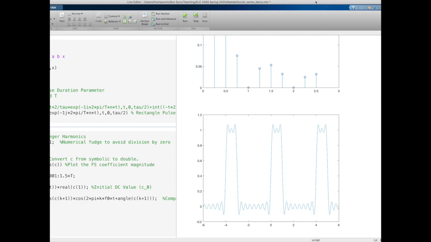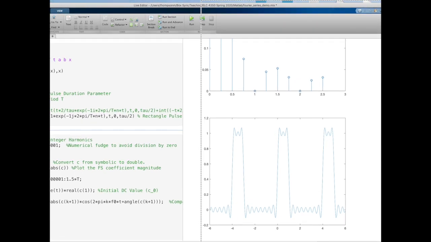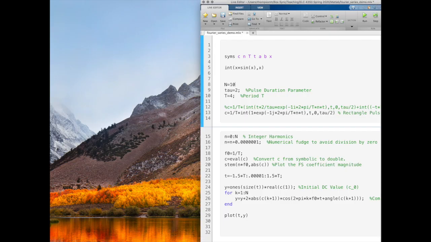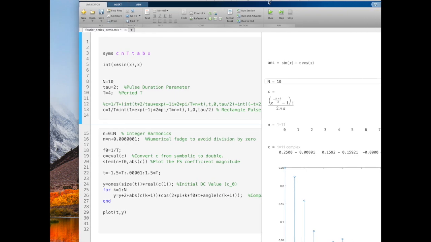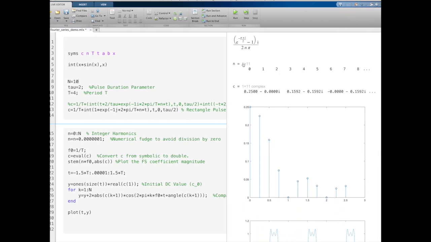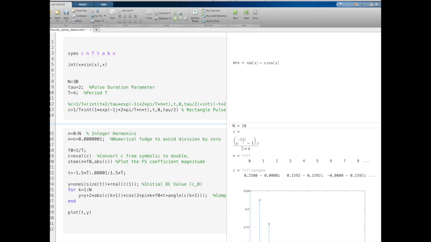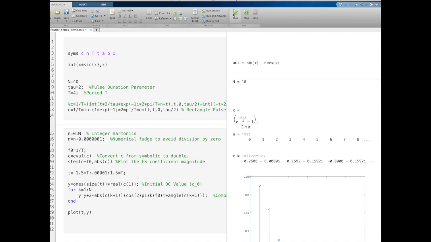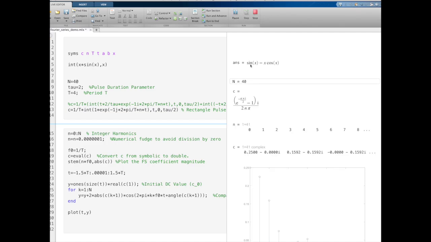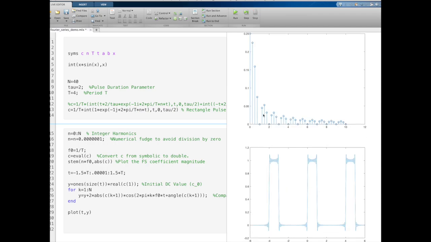Okay, let's see if I can get everything on here without it snapping. Okay. So then if I change this to 40 terms and rerun this, this starts to look more and more like the rectangular pulse.